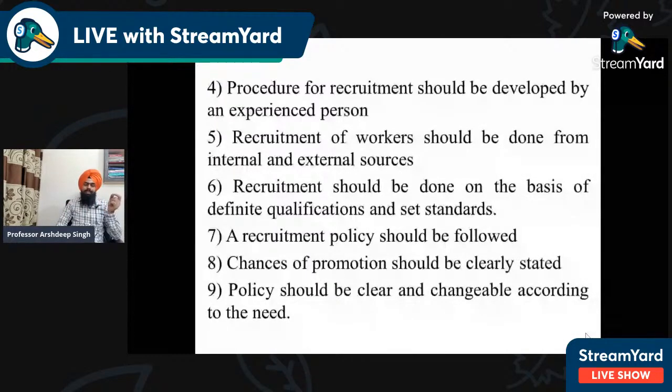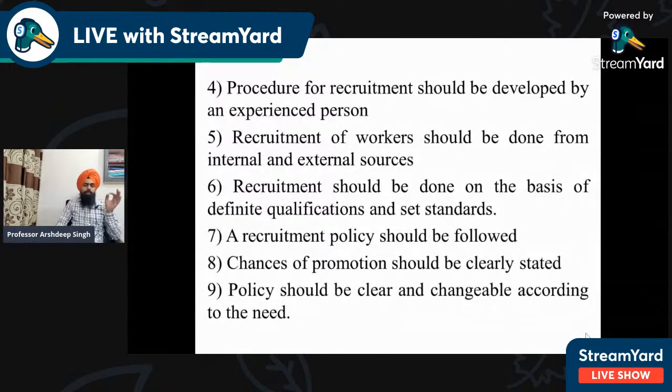I have already explained that it should not be like a hit and trial method. So there should be a proper recruitment policy. Okay. Next, chances of the promotion should be clearly stated.